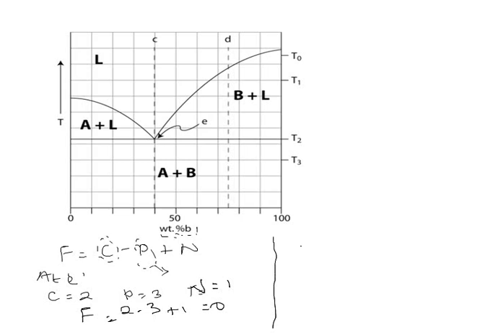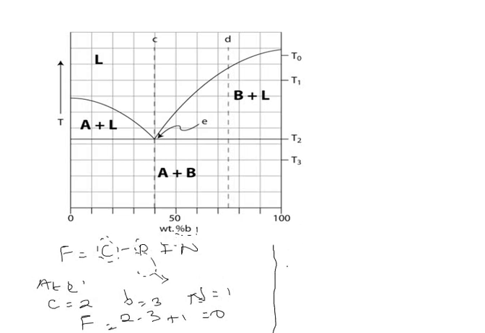As for the two other regions, A plus L and A plus B, both of them have their P equal to 2. Hence, our F for both regions will be equal to 2 minus 2 plus 1, which will give us 1. It means if you define your temperature, then you'll be able to calculate your pressure. There is one independent variable that is needed for this system to be fully defined.